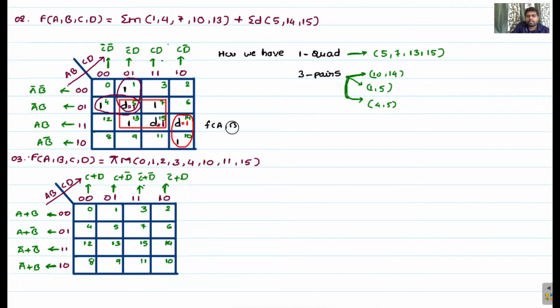F of a comma b comma c comma d equals, first quad 5, 7, 13, 15. Here the common element is b, right? This quad is accommodated with the 01 column and the 11 column. If you observe these two product terms, d is the common element. So here I am taking b into d. Two variables are eliminated and two variables are present in the resultant term, right? So next, the 3 pairs. First pair 10 comma 14. If you observe 10 comma 14, these two are accommodated in the 11 row and the 10 row.